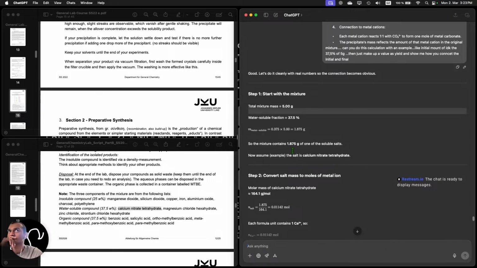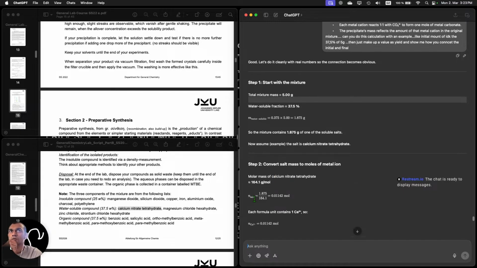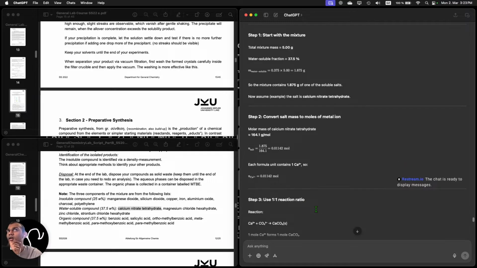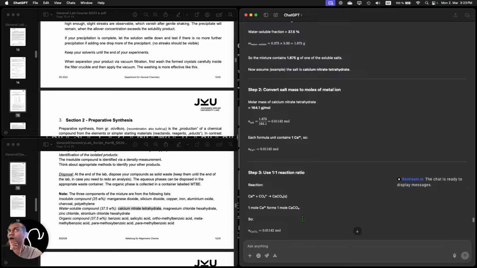So the mixture contains 1.875 grams of one of the soluble salts, calcium nitrate tetrahydrate. Convert salt mass to moles of metal ion: we divide by the molar mass. Each formula unit contains one Ca2+, so the number of moles of Ca2+ is going to be this. Okay, use the 1:1 mole ratio.